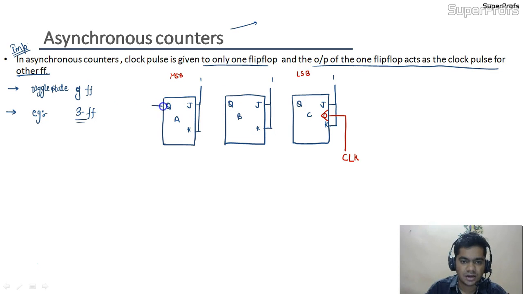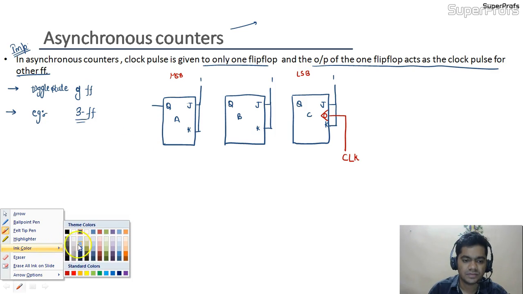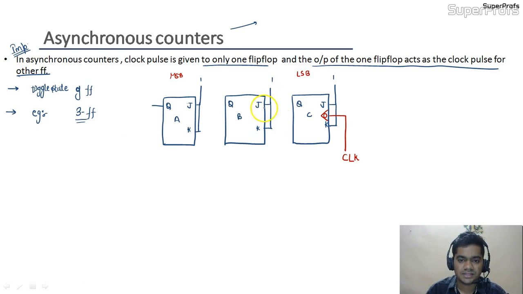Okay, so these are the outputs available, and now we are making the connections for the rest of the clock pulses. For B, we are doing the triggering with the help of the output of the C flip-flop. And for the A flip-flop, we are giving the clock pulse like this. That is, connecting the output of the previous flip-flop to the clock pulse of the next flip-flop. So this is the connection that we are doing here.